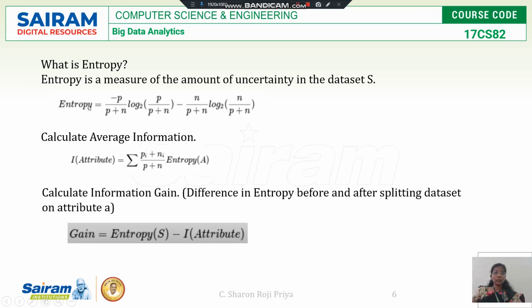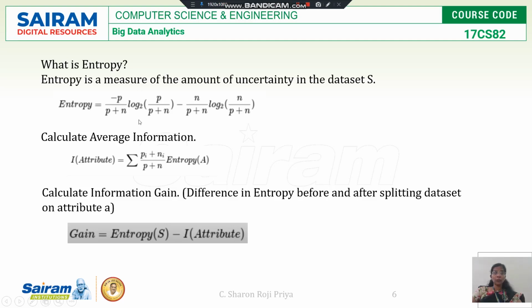These are the formulas for calculating entropy, average information, and information gain. What is entropy? Entropy is a measure of the amount of uncertainty or randomness in the data set. This is the formula for calculating entropy: minus p by (p plus n) log 2 of p by (p plus n), minus n by (p plus n) log 2 of n by (p plus n). Here p stands for positive samples and n stands for negative samples.